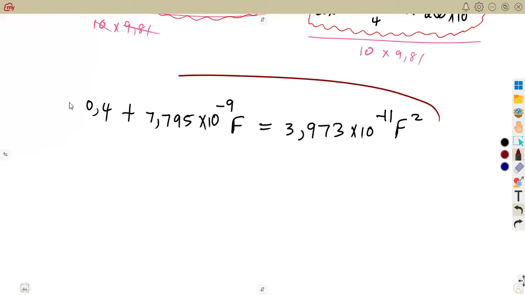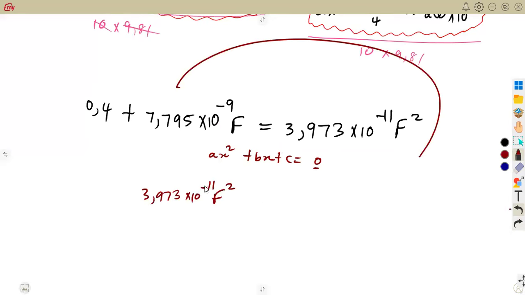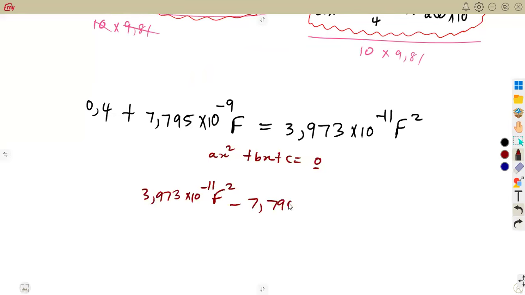F squared. We are now having a quadratic equation. Remember our quadratic equation, you can write in the format ax squared plus bx plus c is equal to 0. One side must be equal to 0. So we're going to start with 3,973 times 10 to the exponent of -11 f squared. We take this side, so it will be minus, as it goes to that side, 7,795 times 10 to the exponent of -9 f. Okay, so this is where we are.